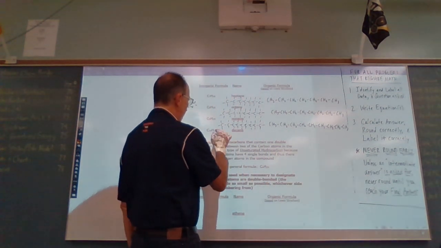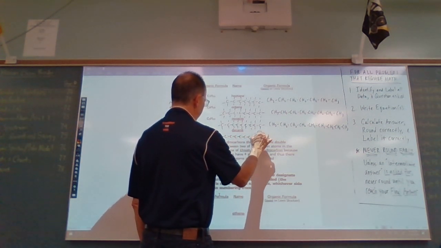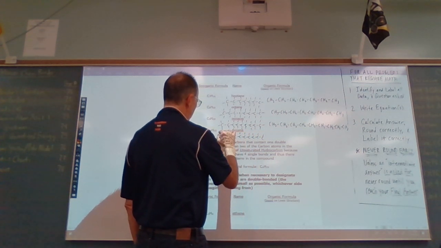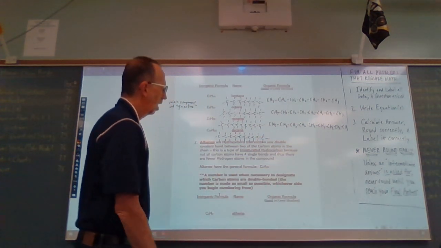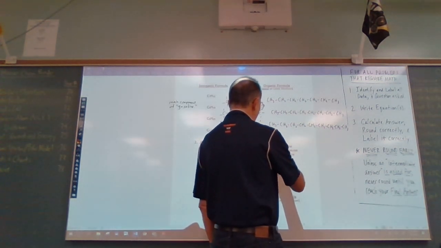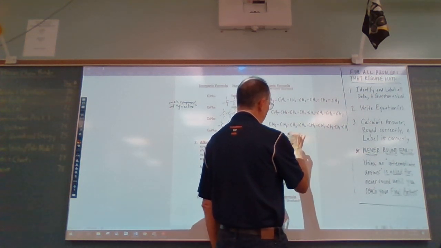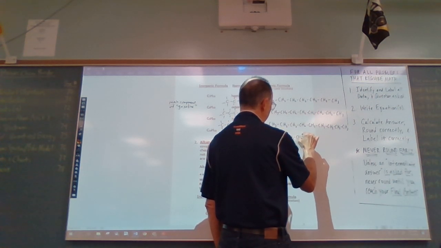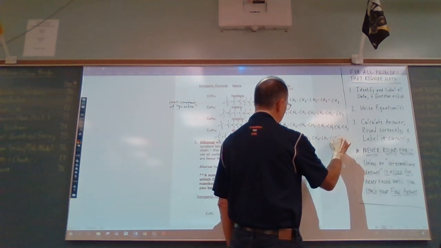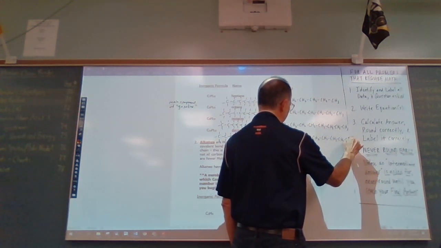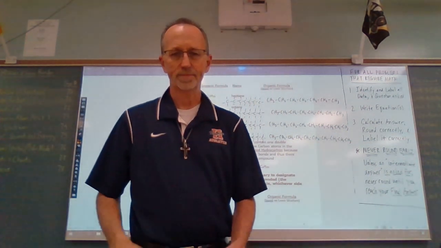And finally, our last one, decane. That's 10 carbons. Okay, last one. CH3. Now we got 8 CH2s in there, 1, 2, 3, 4, 5, 6, 7, 8 CH2s, and CH3. And that, my friends, is decane.